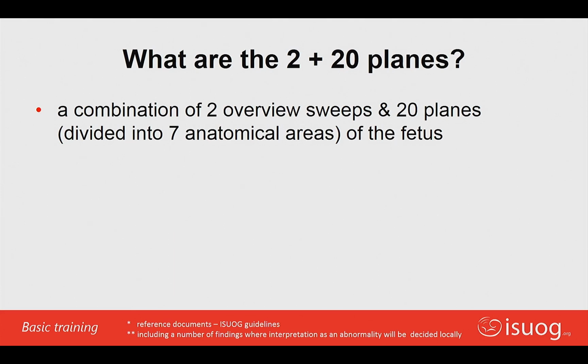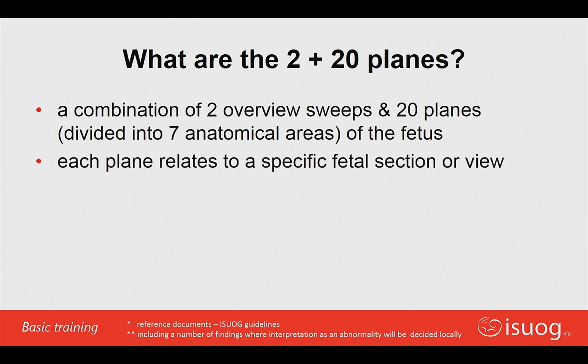So this is really what we're going to talk about today, and the bread and butter of the whole thing. So the 2 plus 20 are a combination of 2 overview sweeps, one at the beginning and one at the end, and 20 planes of the fetus.